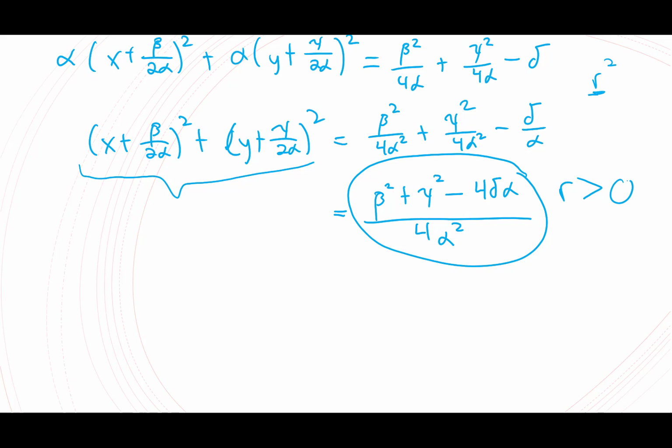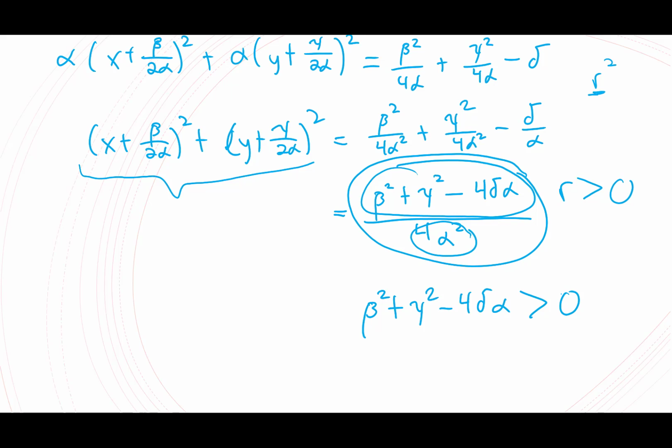Now, how do we make this greater than 0? We would need the top to be greater than 0, because 4 alpha squared, remember alpha is not 0, is positive. So the only thing that could make this negative is the top. If we want to make sure this is positive, we require that beta squared plus gamma squared minus 4 delta alpha is greater than 0. If we simplify this inequality, we get beta squared plus gamma squared is greater than 4 delta alpha.